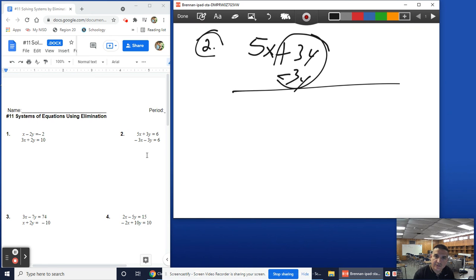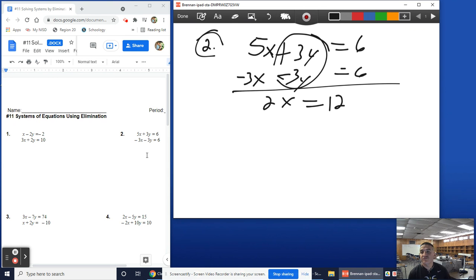Something's wrong with my stylus. Minus 3x. Let me go to the other side, I guess. And this one equals 6. So if I'm adding them, like I said, the y's go away. This is 2x equals 12. Very easy. That step is done.